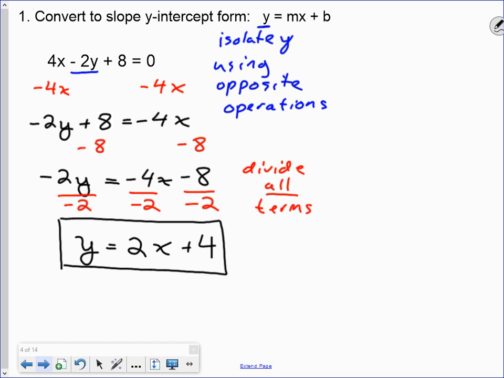Or if I wanted to graph this, I could sub in my x values and find my y values, making that little table. Okay? So that's how we convert to slope y-intercept form. We get y all by itself. Like solving equations, we're using opposite operations. Okay? Making sure we follow our rules for combining like terms and making sure we divide all the terms if necessary. So let's do a second example of this here together.